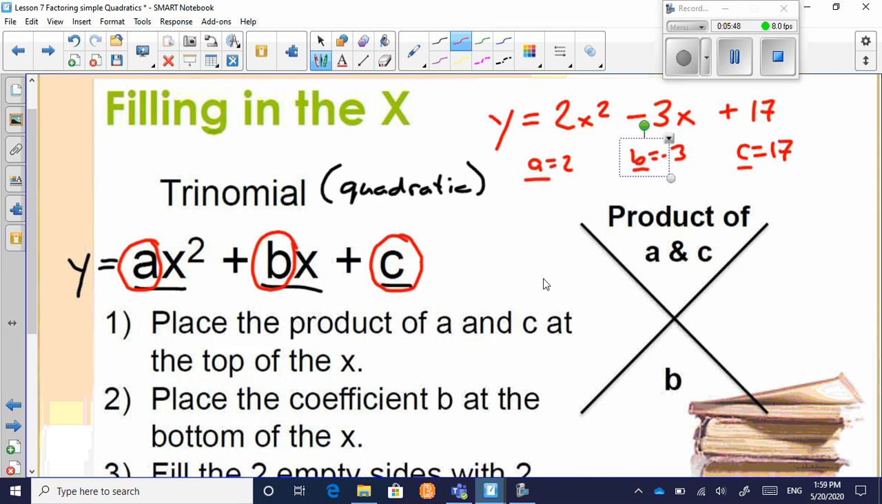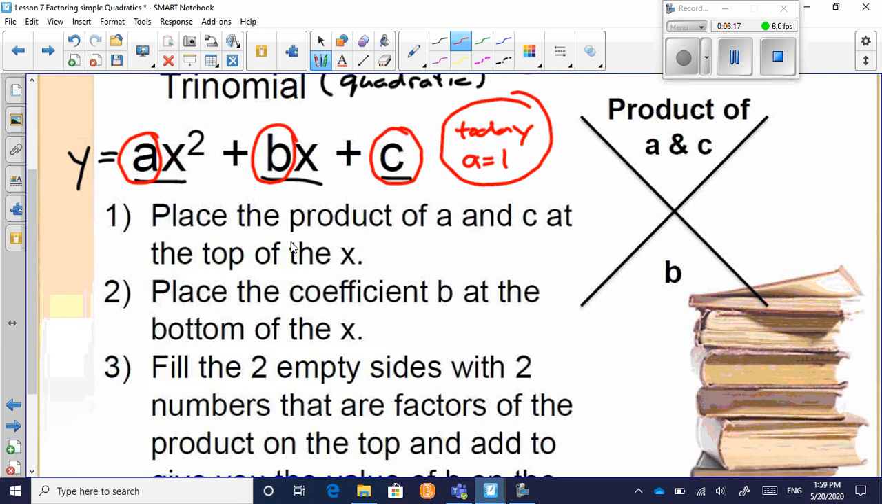Okay, just so you know, for today's lesson, all we're going to do is a equal to 1. Tomorrow or in the next lesson, we'll do a's greater than 1. But for today, we're going to make our life a little bit easier by pretending that the a, or the number that goes with the x squared term, is always 1. Okay, but here's how you use an X box.